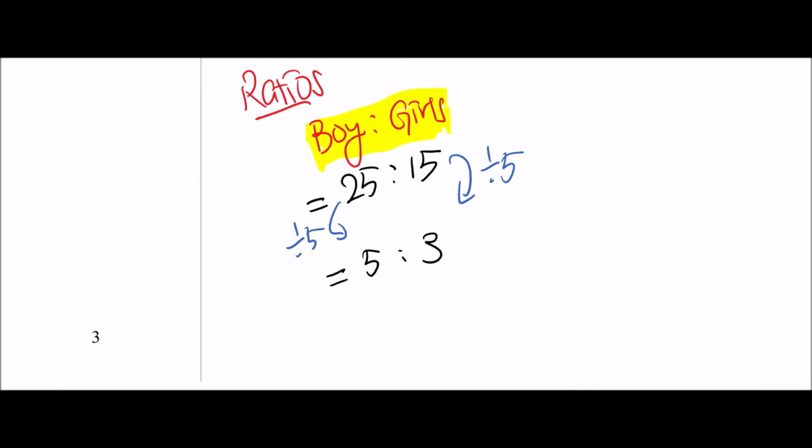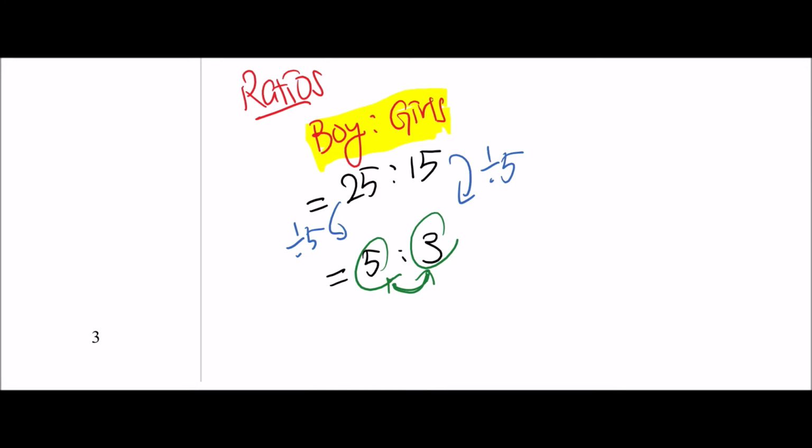If you think about it, it means that for every 3 girls that I pick from the class, I'm able to find 5 boys. 5 is to 3. Or I can say it the other way around: for every 5 boys in the class, there are 3 girls. So this is presenting your ratio in the simplest form.